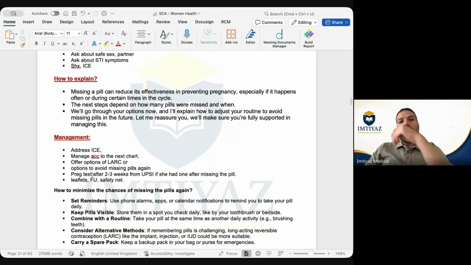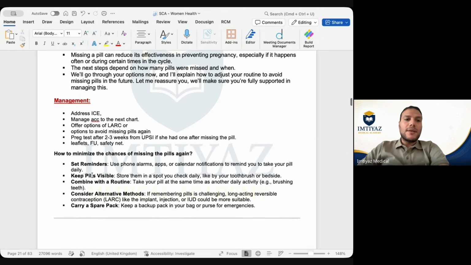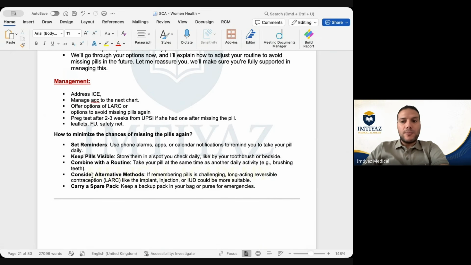So how do you explain missing a pill? Definitely, missing tablets can reduce the effectiveness in avoiding pregnancy, especially if it happens often or during certain times of the cycle. The next step depends on how many pills you have missed and when in your cycle. Okay, so this is very important. Management depends on what kind of pill: is it the combined tablet or the progesterone-only tablet? For the combined tablet, it depends especially if it is more than 2 tablets, and which week of your cycle, first, second, or third week.